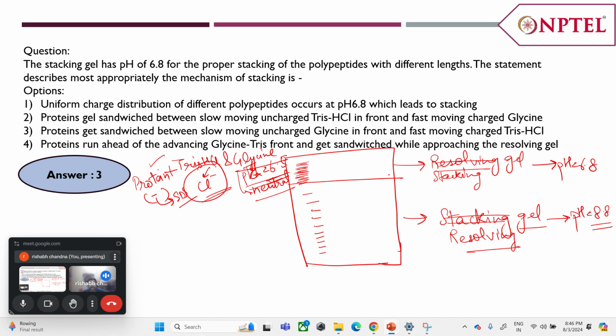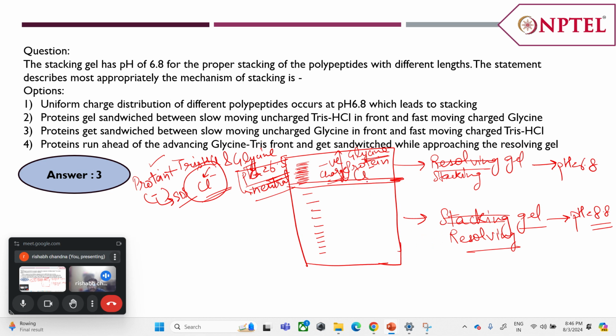So in case of stacking, what will happen? First chloride ion will move, then the protein, and then the glycine molecule. Okay, this is on the basis of the negative charge on particular molecules that are present in the gel or in the buffer that we have. Okay, now there is a partition which leads to a region that has a higher pH. So the pH of the resolving gel is 8.8.